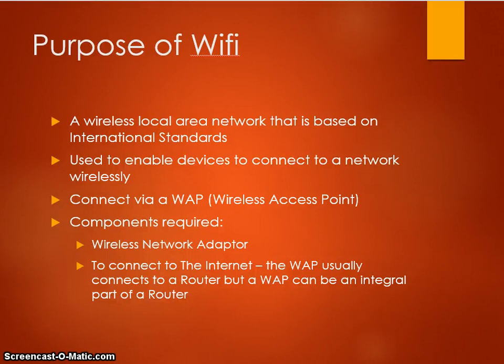So a follow-up question may be, what components are required for a Wi-Fi network or a wireless LAN? And the components: we need a wireless network adapter, and to connect to the internet, the wireless access point usually connects to a router. But we could have a wireless access point that is an integral part of the router, so it's actually built into it. So that's how we connect to a wireless network, through a wireless access point, and we have a wireless network adapter.